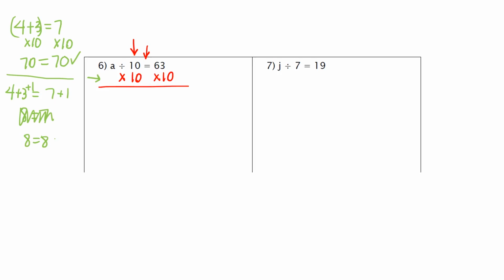So this is the reason we have to do the same thing on both sides. If we don't do the same thing on both sides, we're not going to end up with an equation that is equal, okay? That's the whole point. The equal sign is telling you everything that's on the left is equal to everything that's on the right. They're just in a different form, okay?